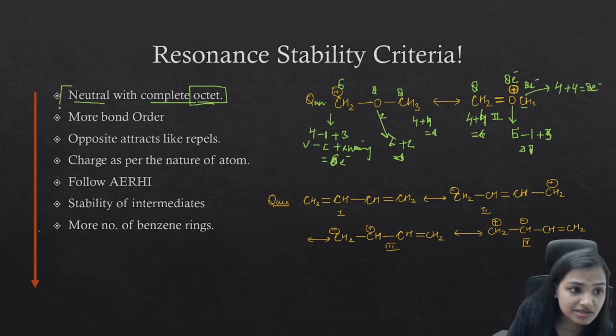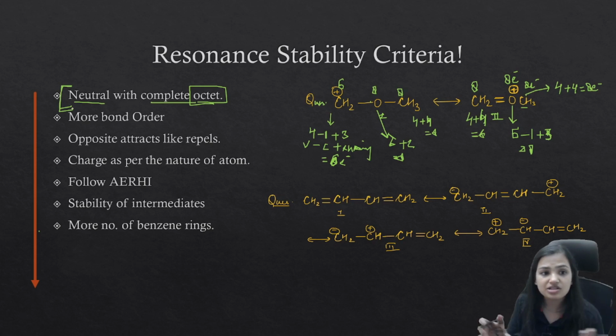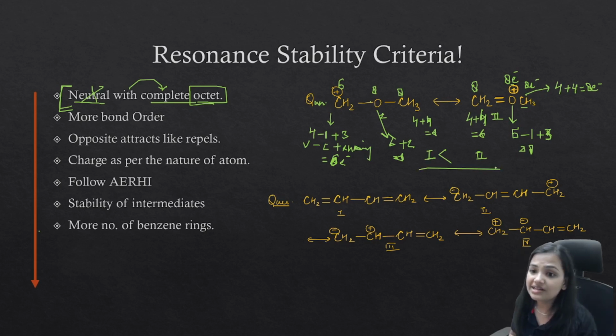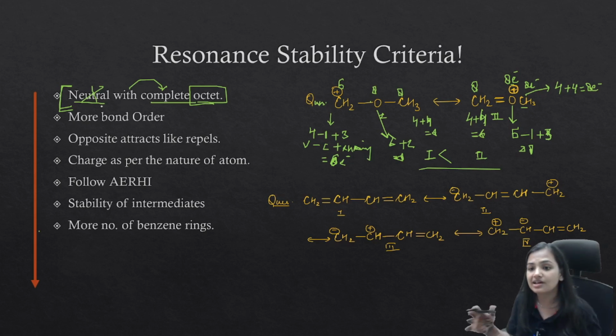Guys, from the first criterion, neutral with complete octet, no one is neutral, okay, fine. Then we move to the second part, that is the complete octet. We found that here the octet is complete, here the octet is complete, and in this one the octet is complete. So the second structure is more stable than the first one. Are you getting my point? Just from one single simple point we got our answer, that the second is going to be more stable than the first.